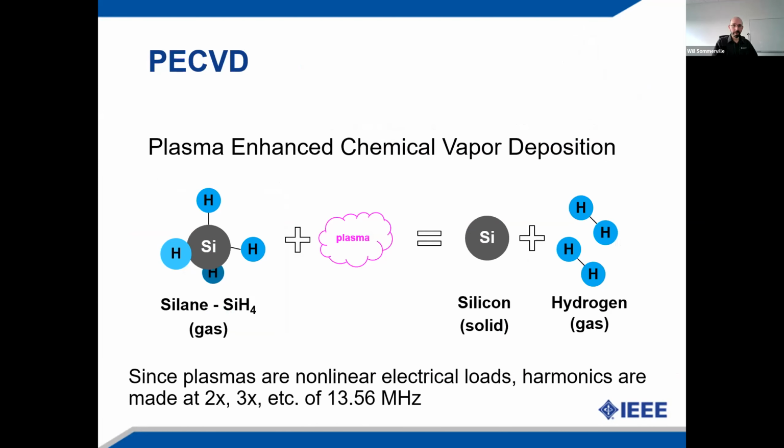And so what we're doing, we're taking a silane gas system. It's SiH4. We put that into a plasma. It deposits silicon, and it also releases more hydrogen gas that we pump away. And a plasma is a nonlinear load. So if you're used to radio circuits and you understand heterodyne receivers, whenever you have a nonlinear load on any AC type of frequency, you get harmonics of that. So we get 2x and 3x of 13.56 megahertz. So lots and lots of noise, lots and lots of power.